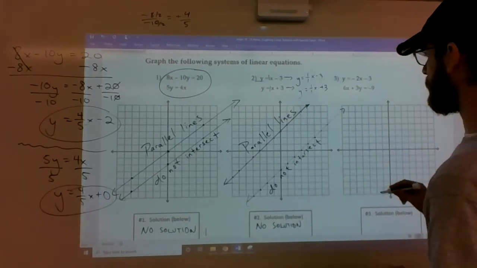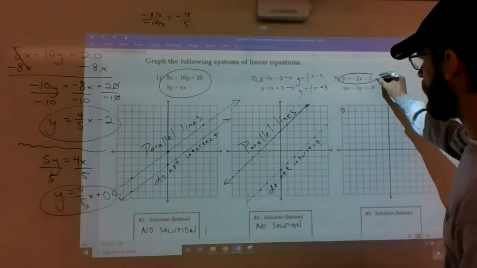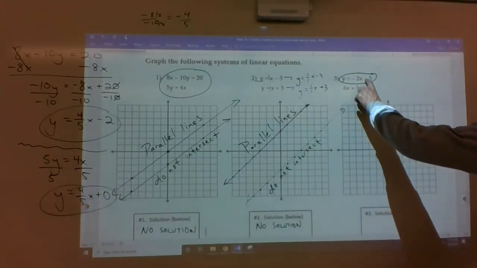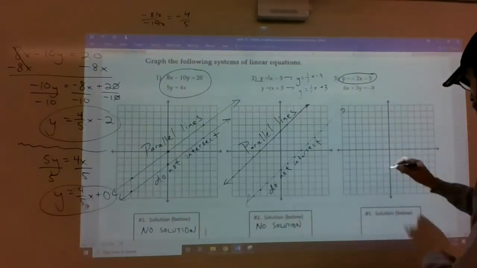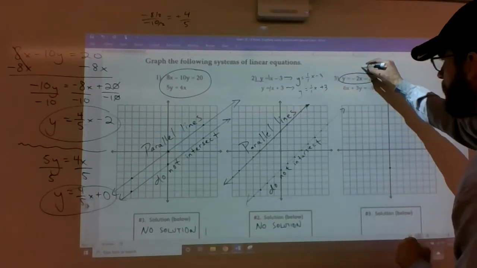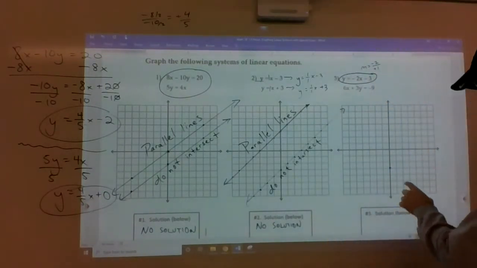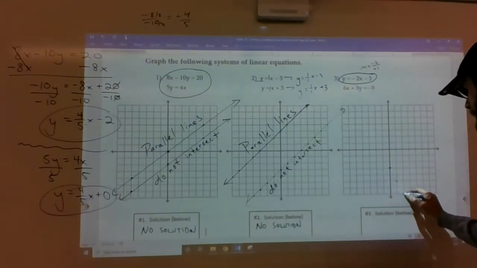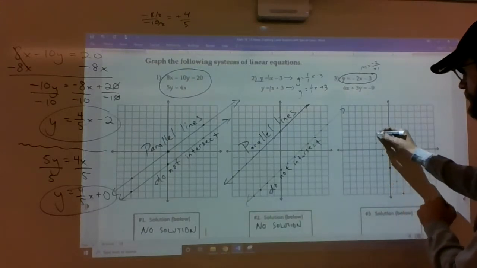So check out number three. Number three is already ready-made to graph for the first equation. Start at negative three, so down one, two, three. Negative two is its slope, which means it's minus two over a positive one. So down two, right one, down two, right one, or up two, left one, up two, left one.